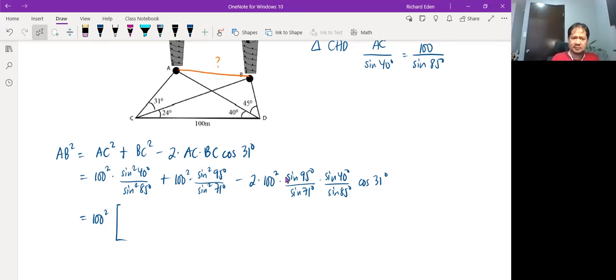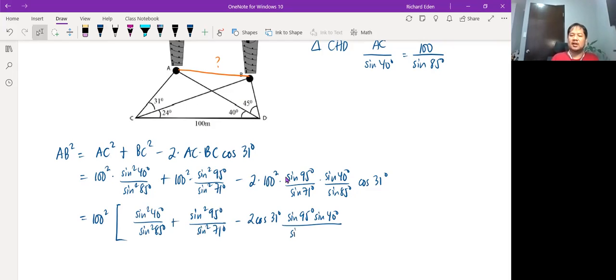So now, extreme pain writing this into the calculator. So we're not going to compute it anymore because it's now just mechanical. Minus double cosine 31 degrees, then sine of 95 degrees, sine of 40 degrees over sine of 71 degrees, sine of 85 degrees. And then whatever that bracketed expression is, multiplied by 100 squared, that's 80 squared.